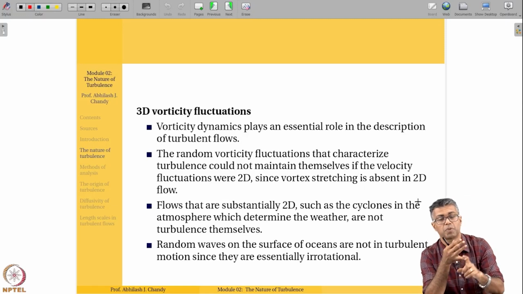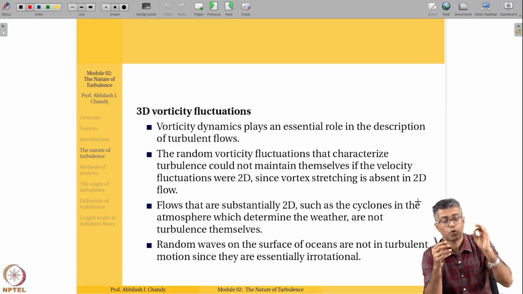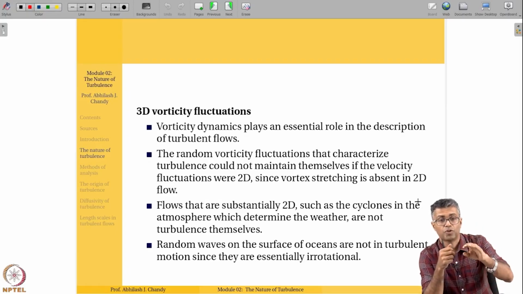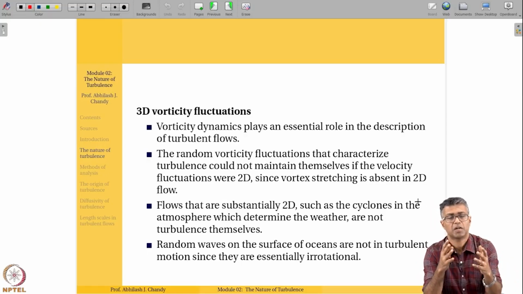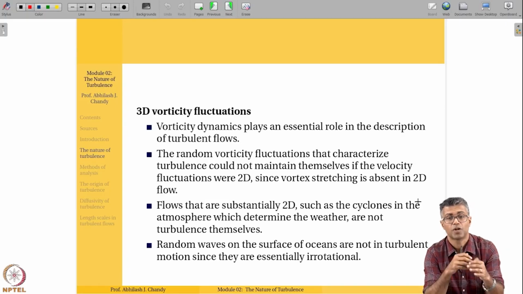So the vorticity dynamics plays an essential role, right? And the second point is what I was just mentioning. The vortex stretching term is absent in 2D flows. An example would be flows that are substantially 2D, such as cyclones in the atmosphere, which determine the weather. They are 2D, and they look turbulent, but they are not turbulent because they do not have the vortex stretching term. Another example, random waves on the surface of the oceans. They are not turbulent motion, as they are essentially irrotational. They don't have vorticity.